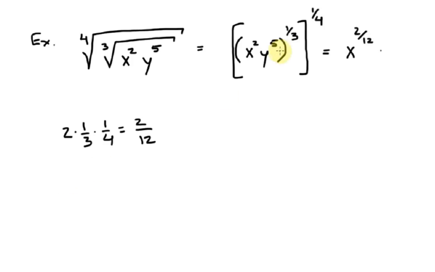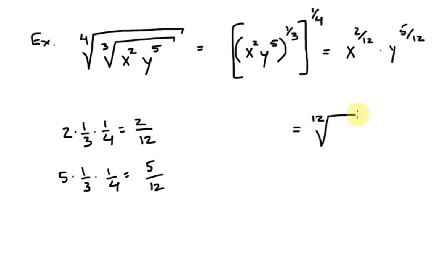Now let's look at the exponent for y. We have 5 times 1/3 times 1/4, which is 5 over 12. So we have y to the 5/12. Both of these, I can see, I'm doing a 12th root of. So let's go ahead and do that: the 12th root of.